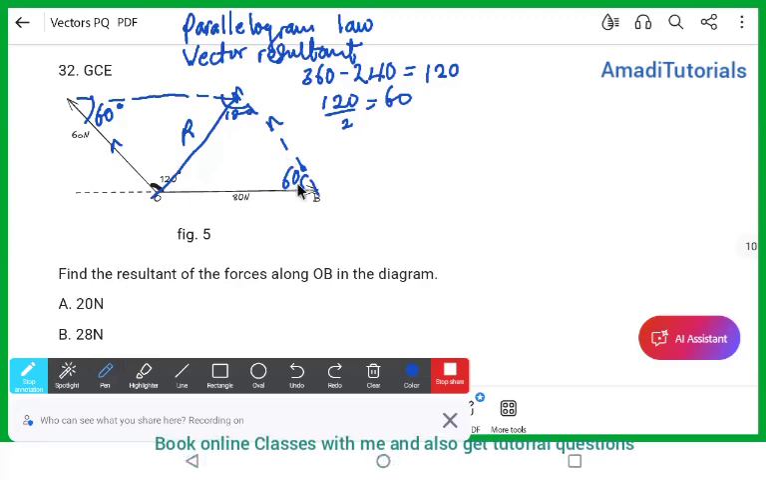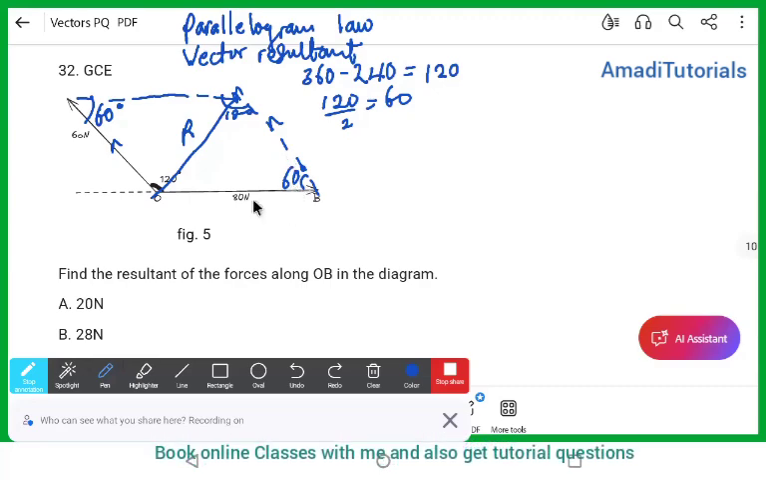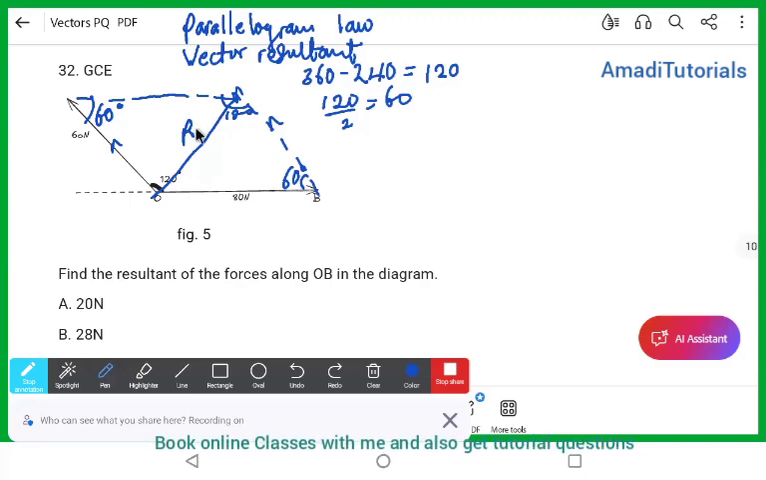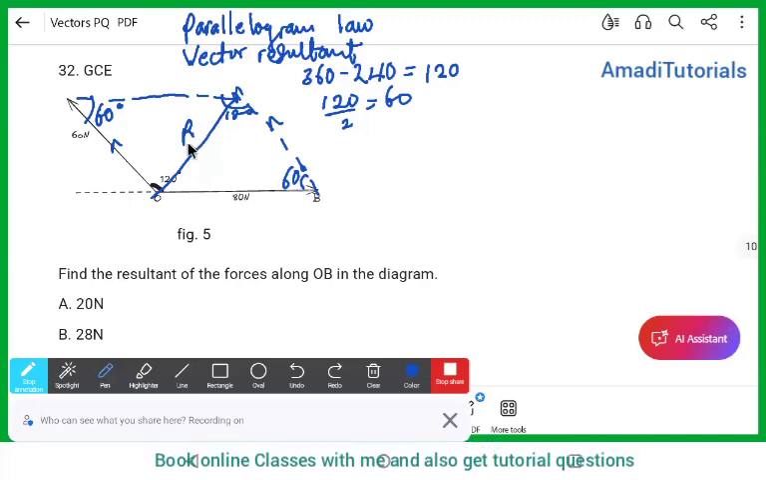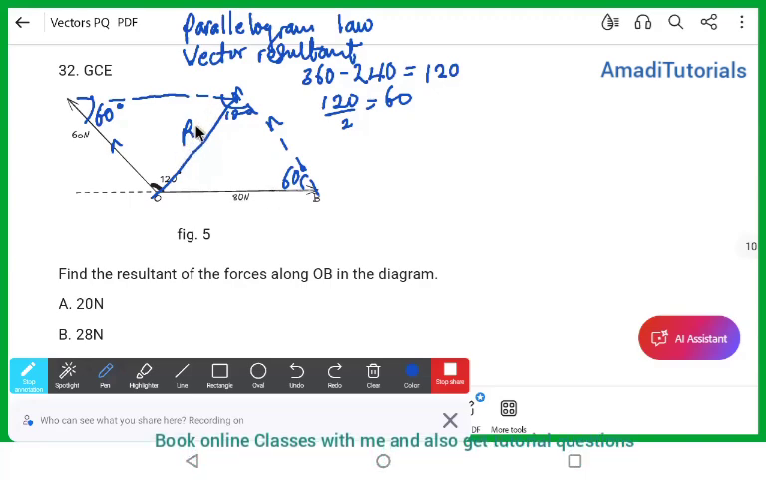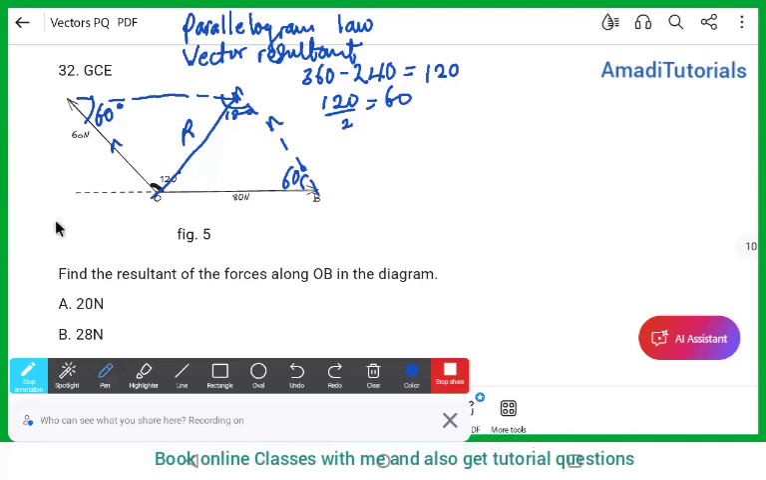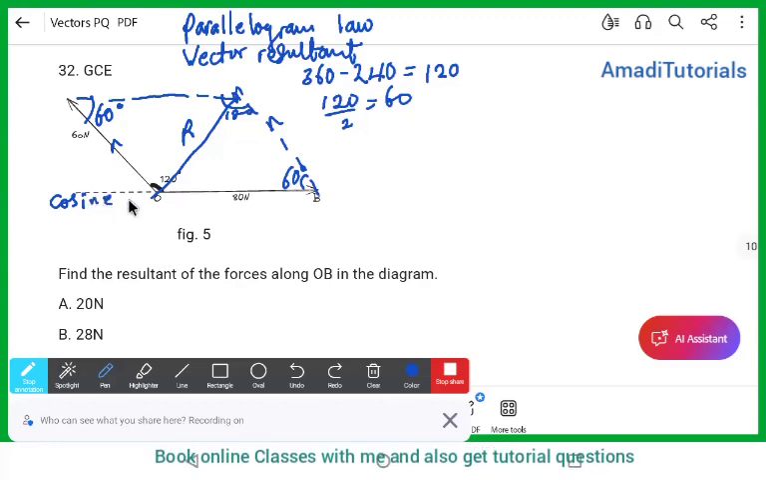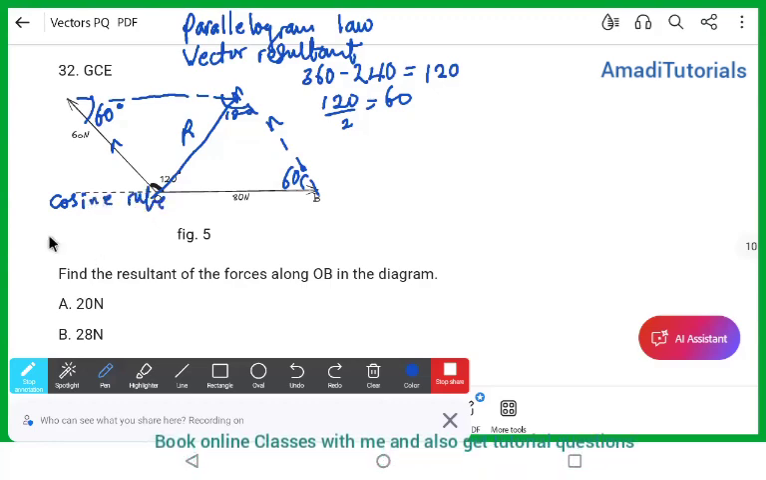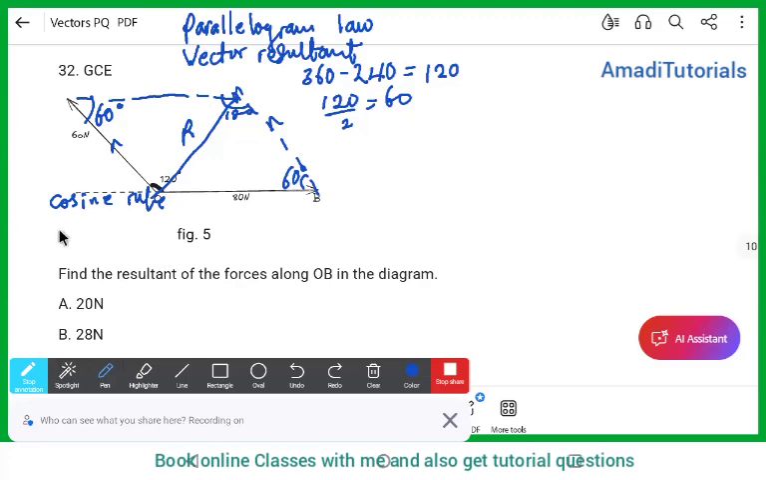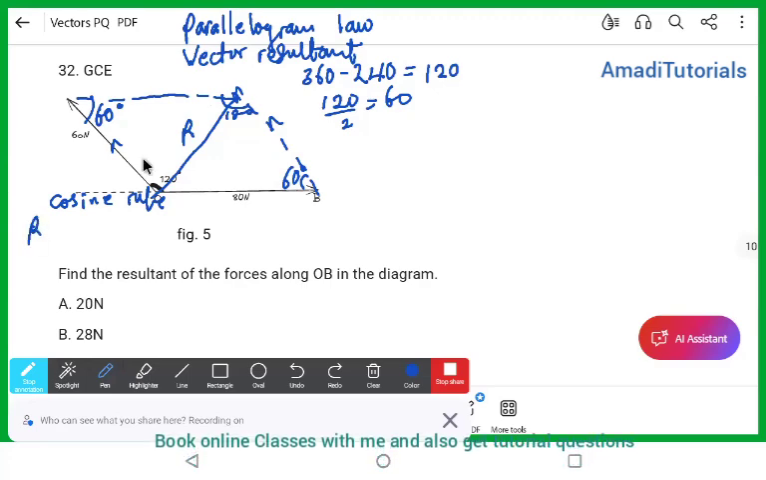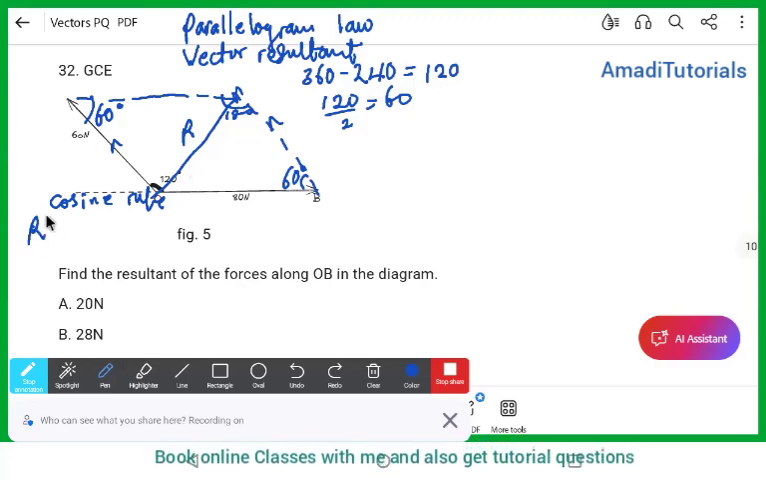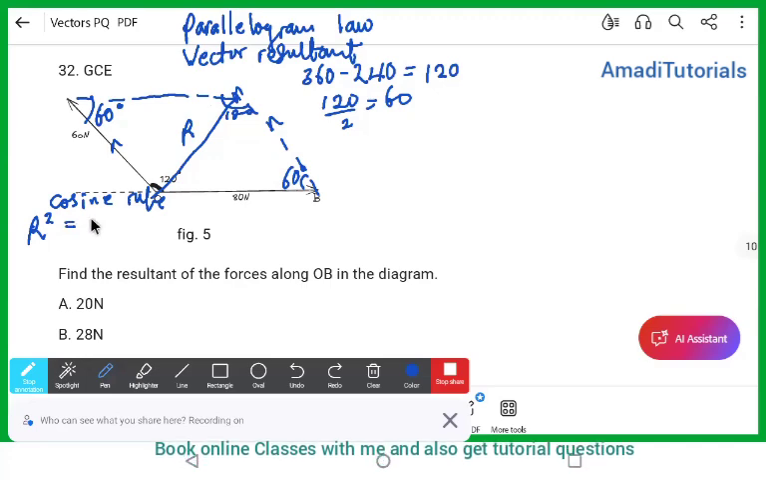Now I know this angle and I know this line, and what is left is this line. This R is what I want to find. So we're going to use the cosine rule to find that. The cosine rule says that the side you are looking for, the square of that side equals what?